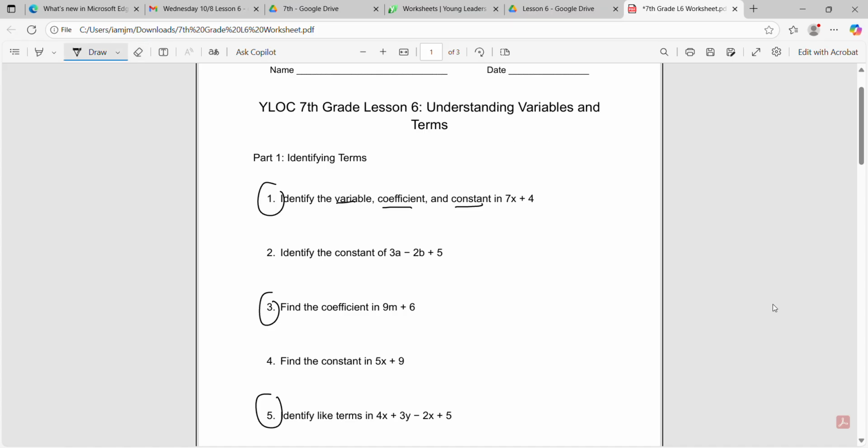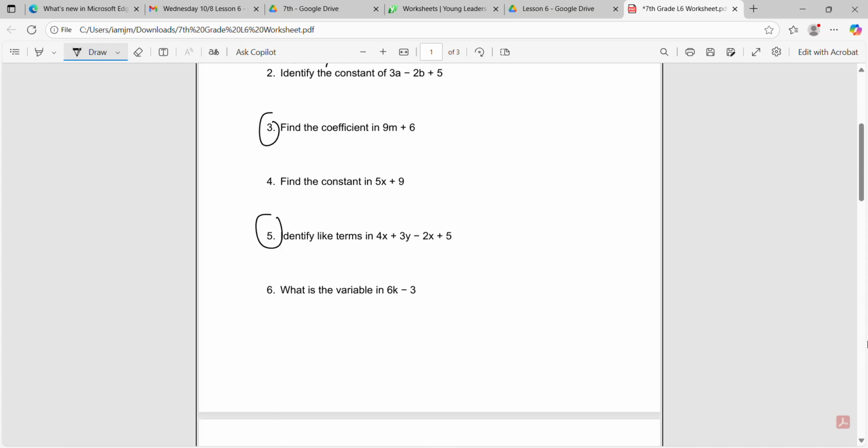Identify the variable. The variable, as I've said, is the unknown number that we have, which will be x. Variable is x, comma. The coefficient depends on the variable. It's with it. In this case, it would be 7. And the constant is the fixed valued number, which is 4. Nice job. We just finished our first question. Let's move on to number 3.